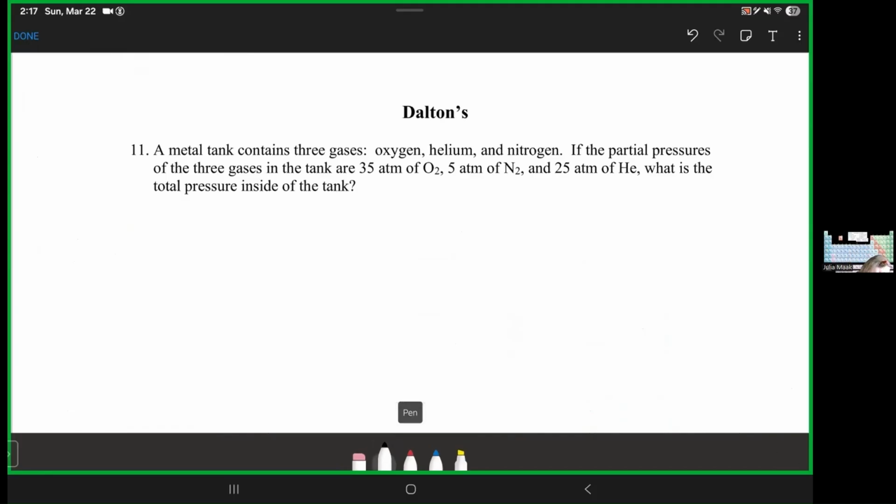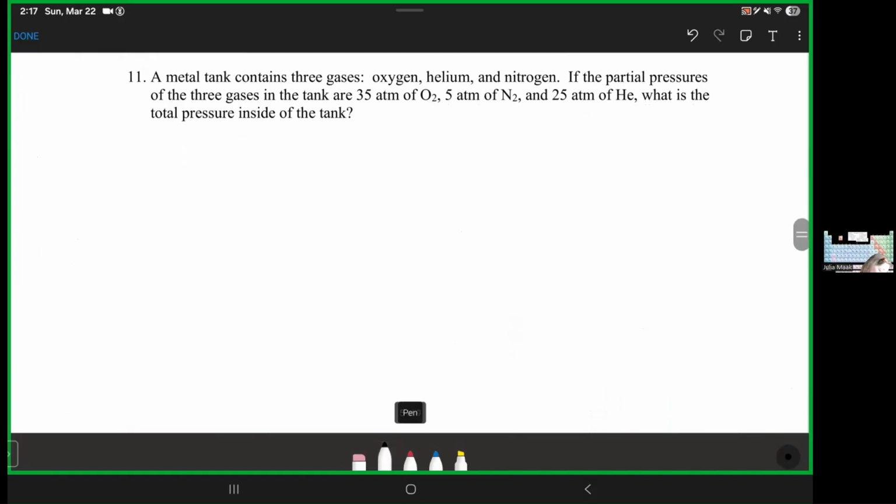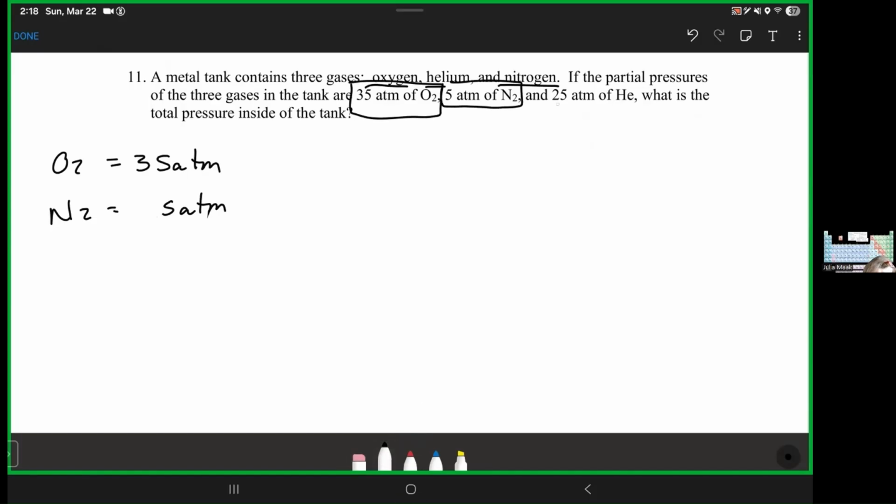Okay, so now looking at this, and I kind of gave it away, I'm going to cover that so you don't see what kind of law this is. So I have 3 gases, oxygen, helium, nitrogen, and their partial pressures. So O2 is 35 ATM. N2 is, oh, nope, I've got these wrong. 5 ATM for N2. I read that wrong. So my 5 ATM for N2, 35 for O2, and 25 for helium. So helium is 25 ATM. And they are asking what the total pressure is.